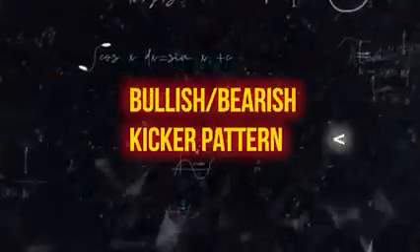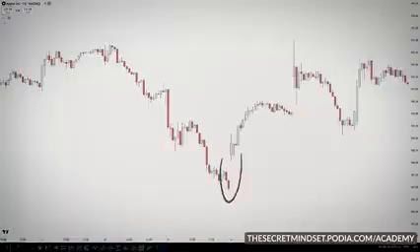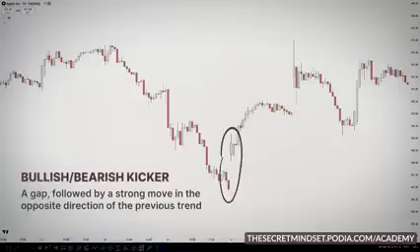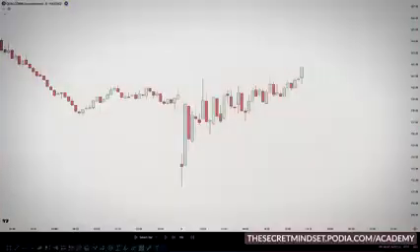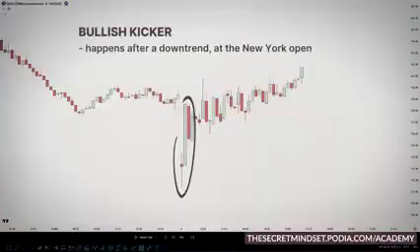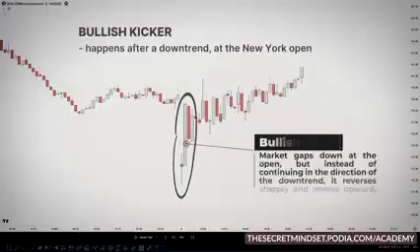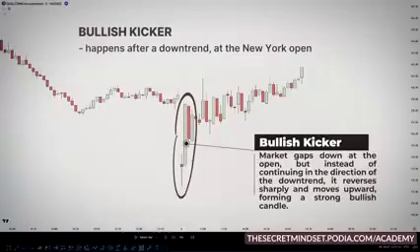Bullish and bearish kicker patterns are also common manipulation patterns. These often involve a gap, followed by a strong move in the opposite direction of the previous trend, catching many traders by surprise. A bullish kicker happens after a downtrend, right at the New York Open. The market gaps down at the open, but instead of continuing in the direction of the downtrend, it reverses sharply and moves upward, forming a strong bullish candle.